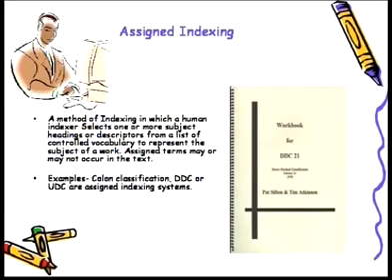Now we will discuss various definitions of indexing terms. First is assigned indexing. It is a method of indexing in which a human indexer selects one or more subject headings or descriptors from a list of controlled vocabulary to represent the subject of a work. Assigned terms may or may not occur in the text. Examples of this are colon classification, DDC or UDC. These are assigned indexing systems.